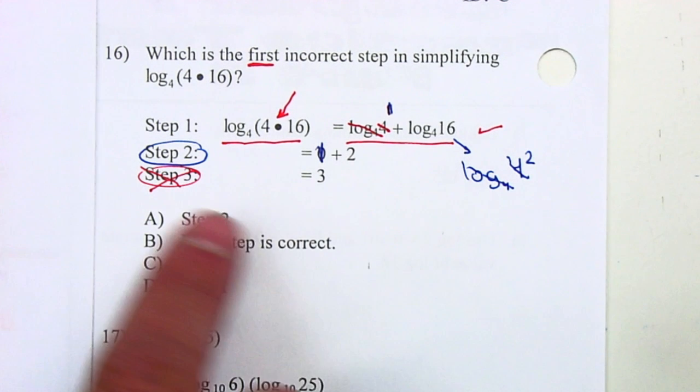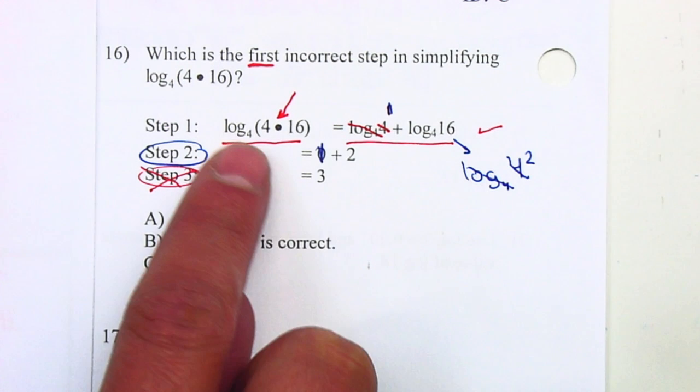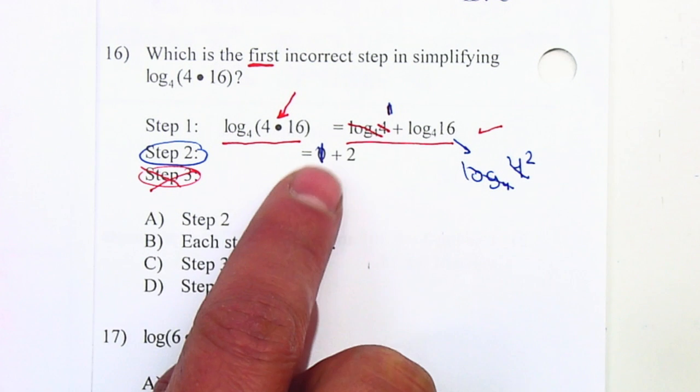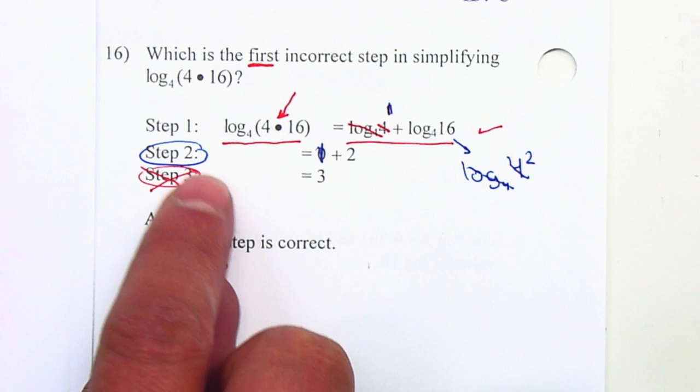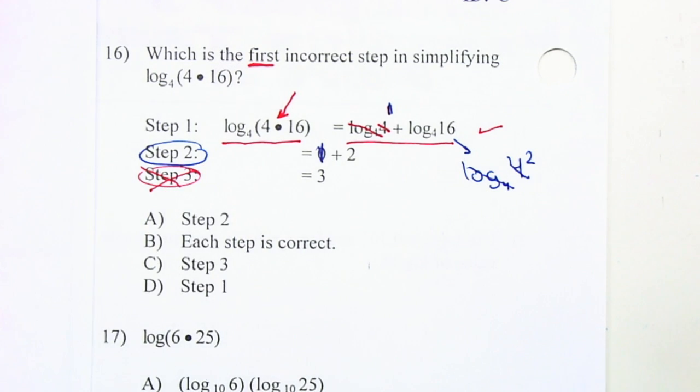Just be careful not to just catch the simple mistake. Go through and make sure that each step is done correctly and then find the first incorrect step.